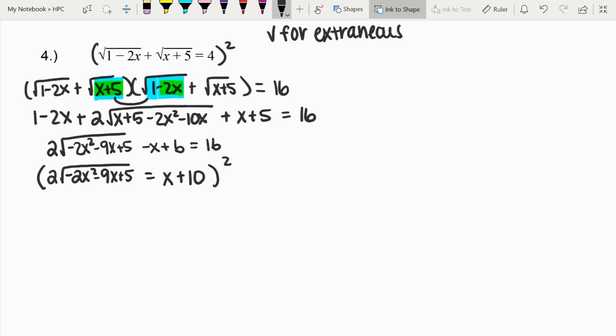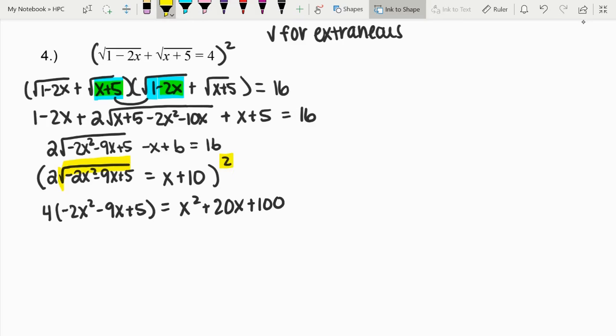Okay, if I square both sides again, I end up with 4 times -2x squared minus 9x plus 5 is equal to x squared plus 20x plus 100. So if you're wondering what was the purpose of doing that, it was just to get rid of the square root. So we wanted to get rid of, let's highlight that, this square root by squaring it. Okay, so they undo each other.